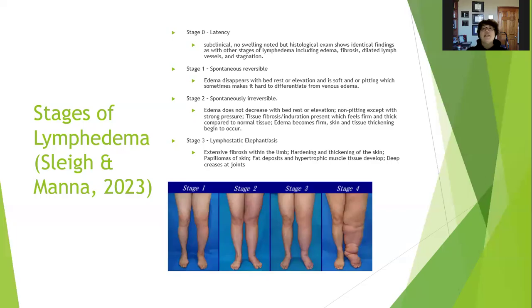Stage 3 is lymphostatic elephantiasis, where you have extensive fibrosis within the limb, hardening and thickening of the skin, papillomas of the skin, fat deposits, and hypertrophic muscle tissue develop, and deep creases at the joints. So you can see in this picture kind of the differences between the stages.